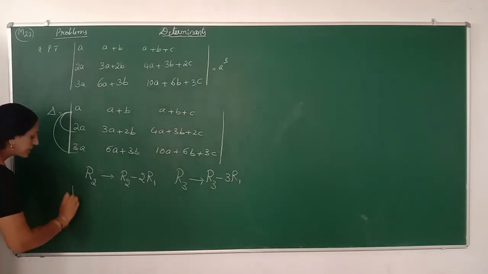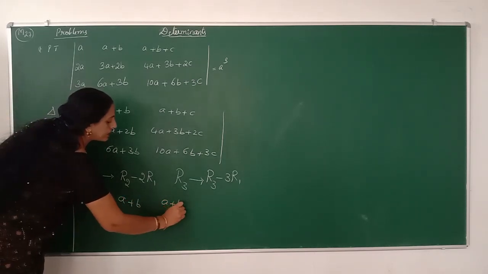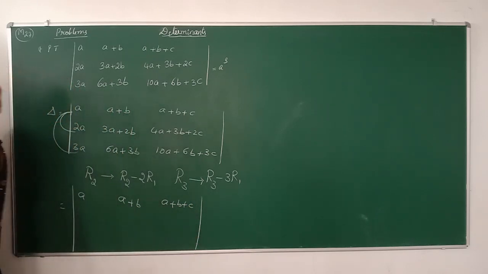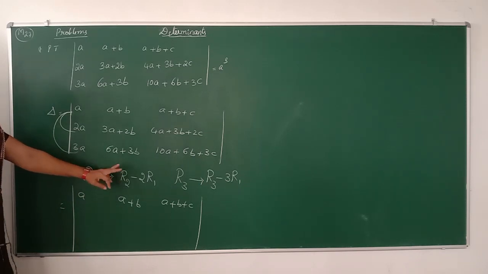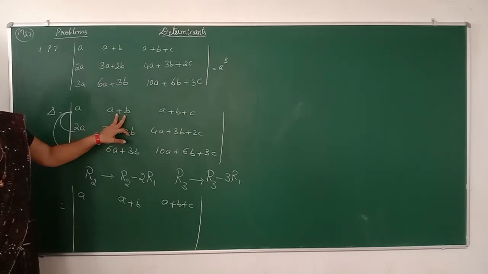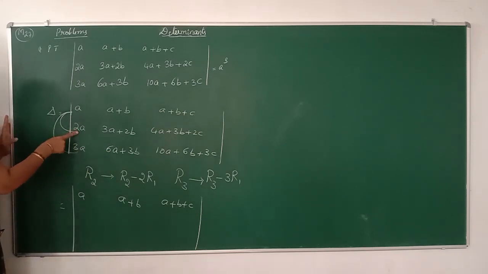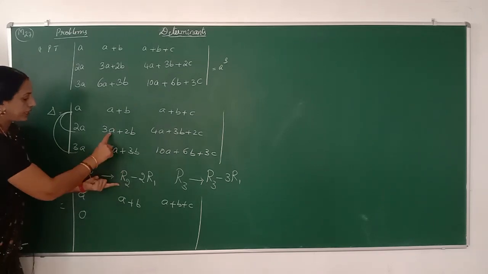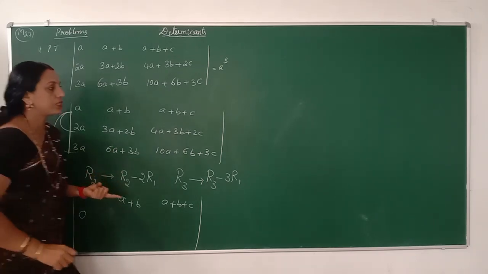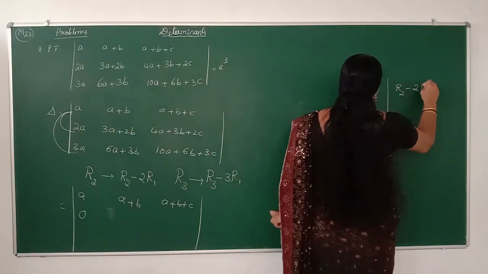So the elements of the first row, a+b+c, do not alter. But the elements of the second row are operated on, that is R2 minus 2 times R1. The elements of R1 are multiplied by 2 and subtracted from the corresponding elements of R2. The first one is 2a minus 2a, which is 0. For the second element, first we'll write the elements of R2, otherwise we'll simplify it outside. So R2 minus 2 times R1.